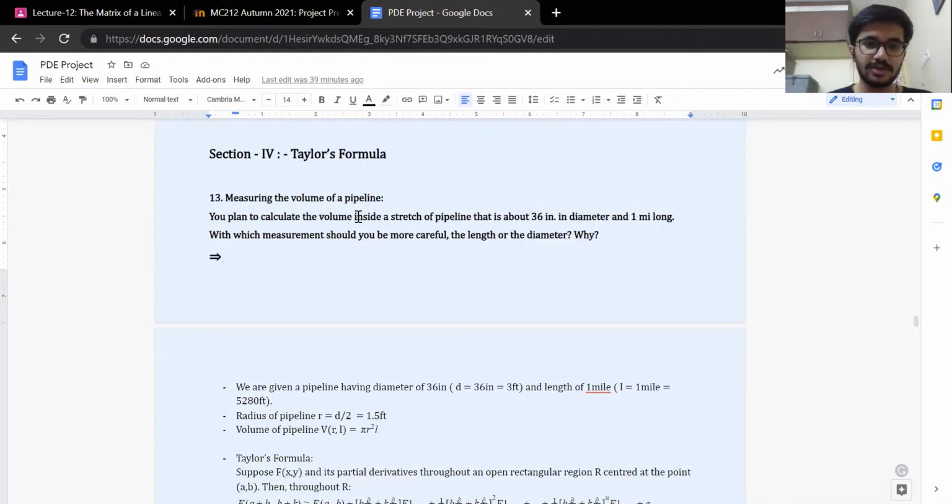We are planning to calculate the volume inside this stretch of a pipeline, which was about 36 inches in diameter and 1 mile long. So should we be more careful in measuring the length, or should we be more careful with the diameter, and why? We need to give the reason.